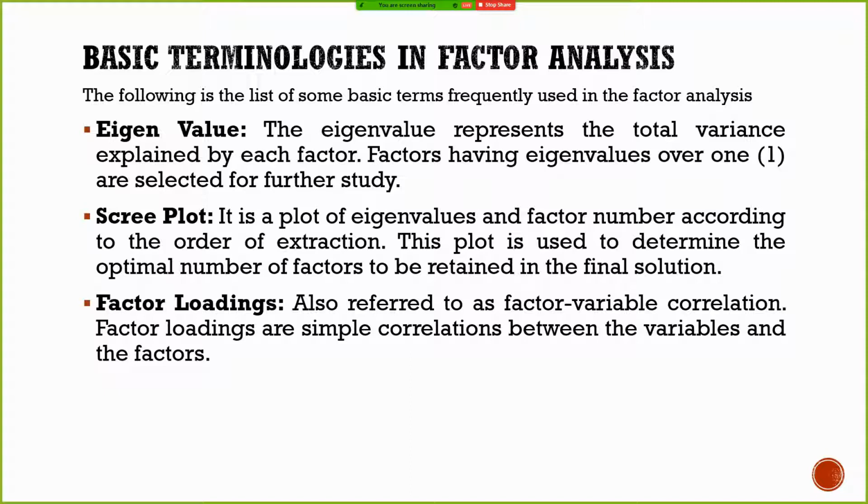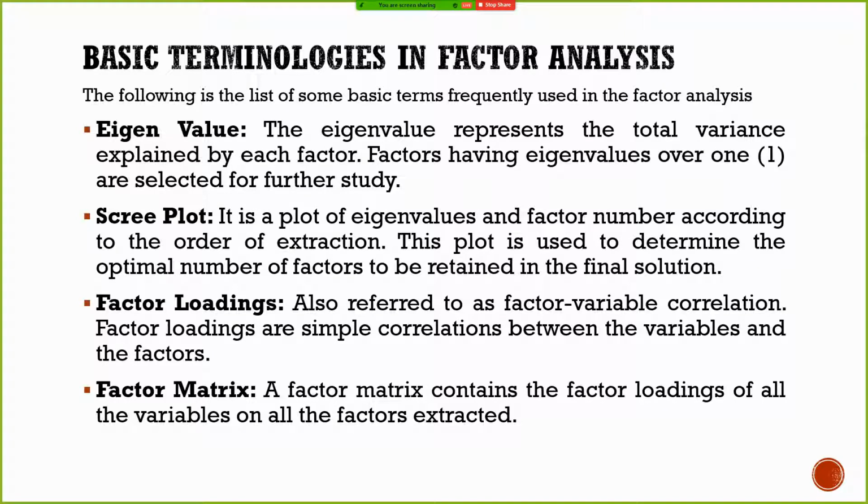Technically it means that it's a factor variable correlation. Each item belongs to a particular factor, so what's its correlation with that factor? It should be good enough. Normally it's recommended that it should be 0.7. That's a very absolute loading. But even if it's 0.50 and other items have got higher loadings, you should retain it. Factor matrix is the matrix that contains all the loadings for all the items.